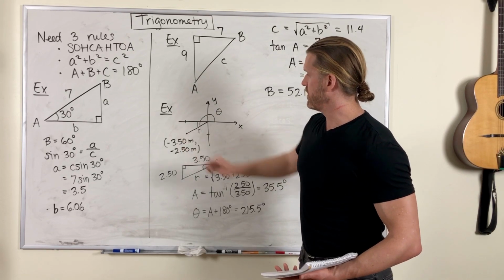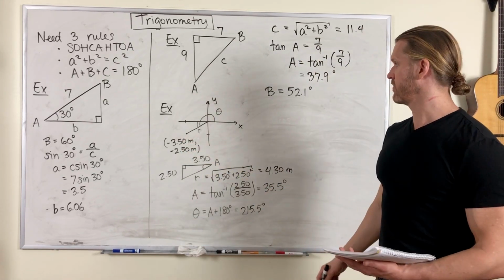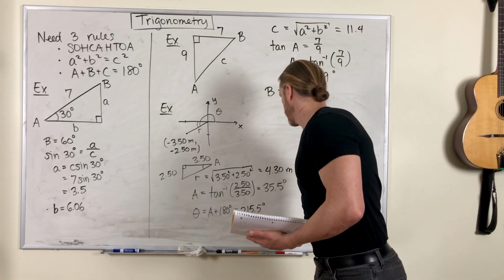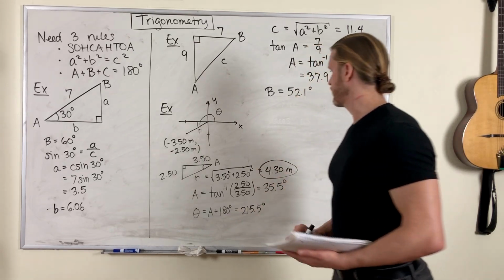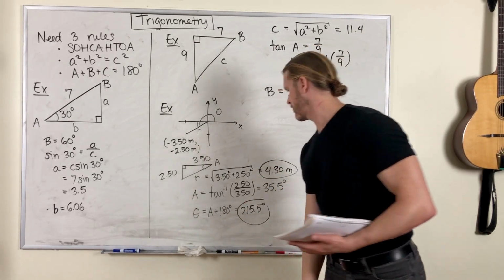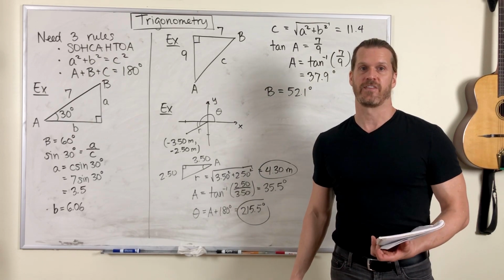So our point that was originally in Cartesian coordinates, minus 3.5, comma minus 2.5, in polar coordinates, it is 4.3 meters from the origin, and 215.5 degrees with respect to the x-axis.